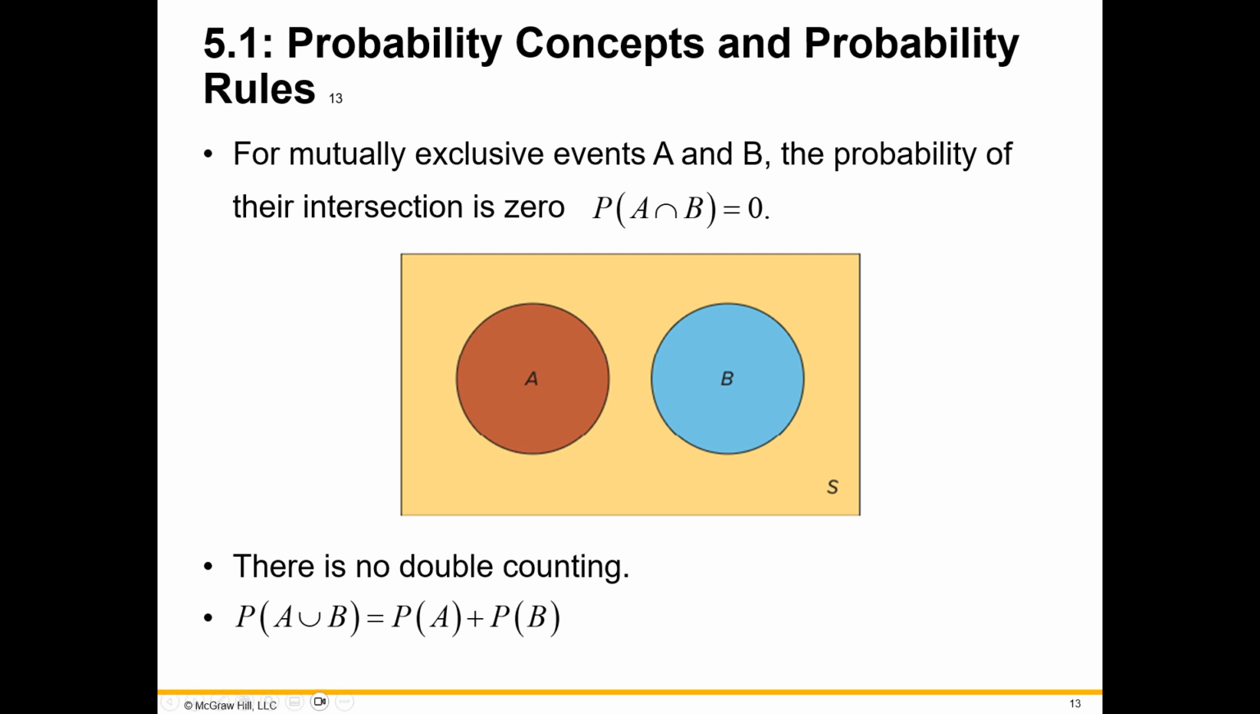Well, that's really easy because now you can't double count. There's no chance that both of them will happen. So this is a case where you can just add A and B together.